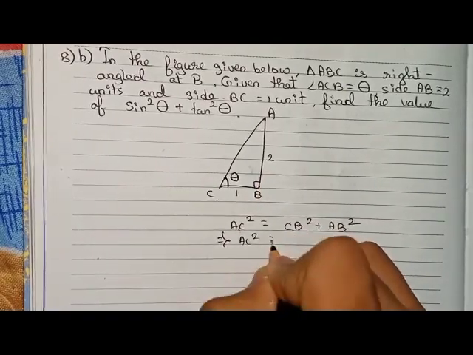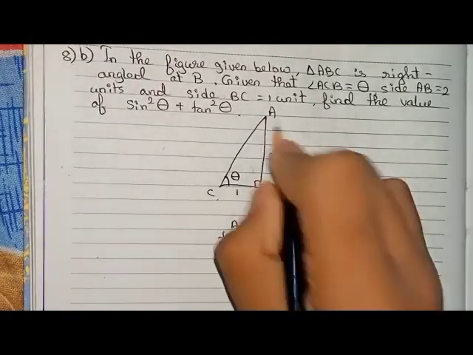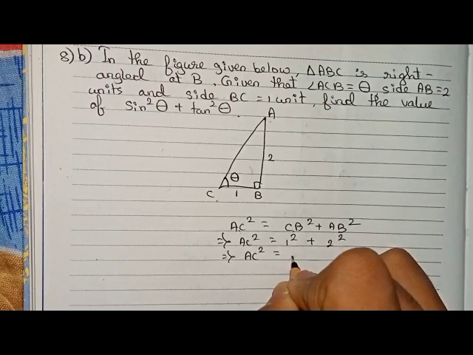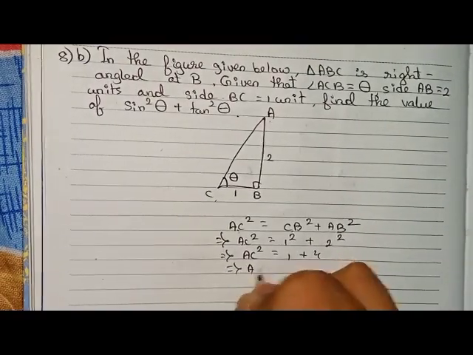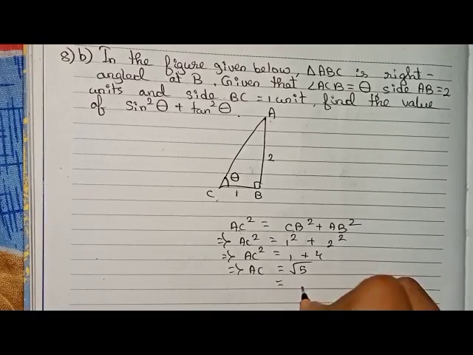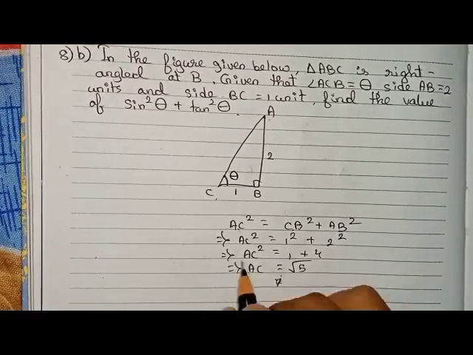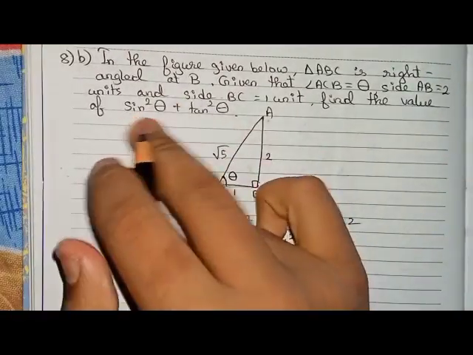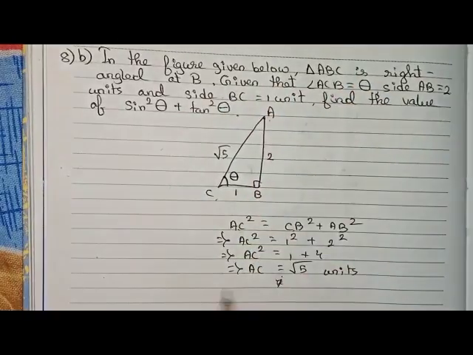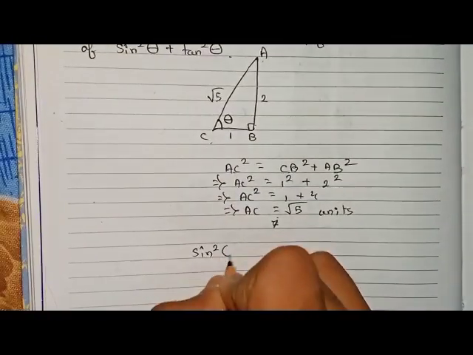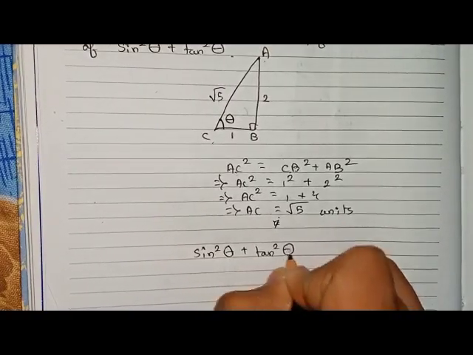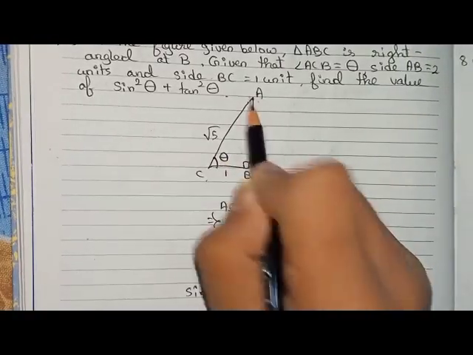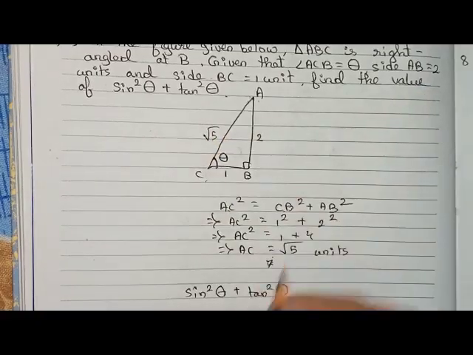AC square is equal to CB 1 square plus AB 2 square. AC square is equal to 1 plus 4, so AC is equal to root over 5. So AC is equal to root over 5 units. So this will be root over 5. Now we have to find sin square theta plus tan square theta. So sin means height by hypotenuse. Opposite side is AB. So AB will be the height and AC will be the hypotenuse.